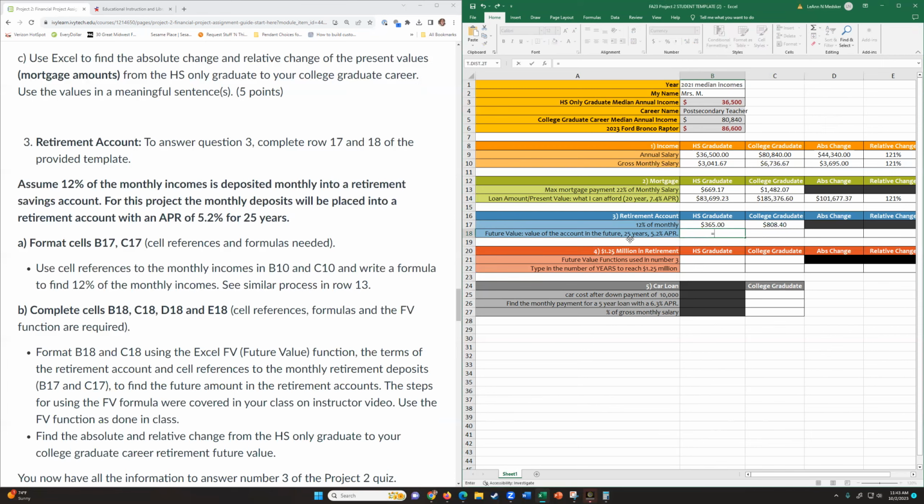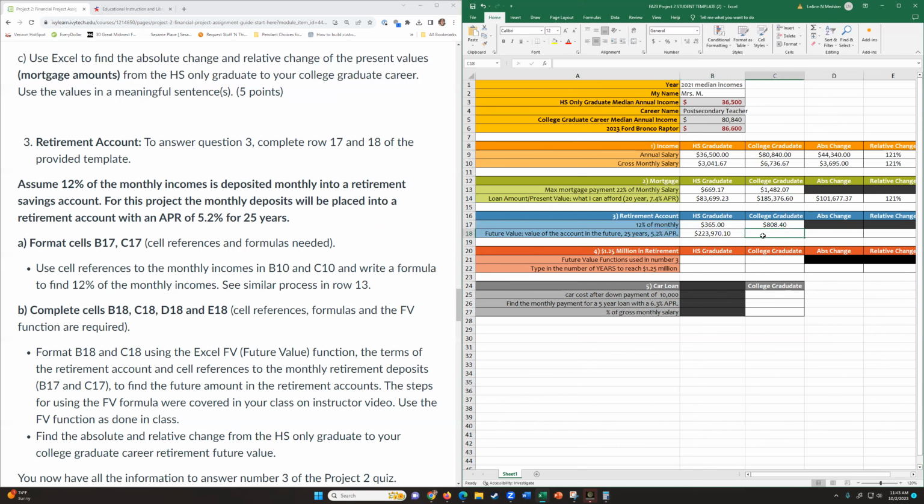So equals FV, our interest rate for our retirement fund is 5.2%. So 0.052 divided by 12. It says it's an APR, which means annual. So comma 12, we're going to let this sit for 25 years. Oops, forgot my time. Comma, and then negative. Remember, it's always negative on these formulas.